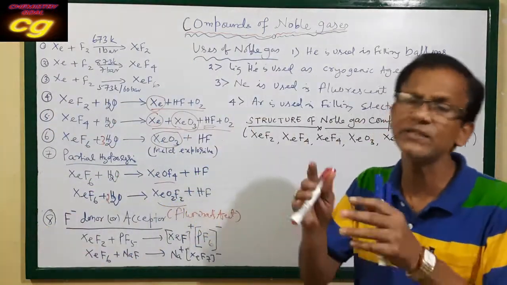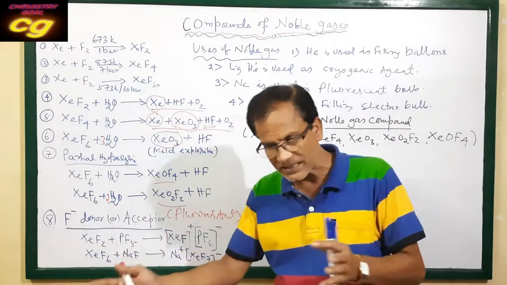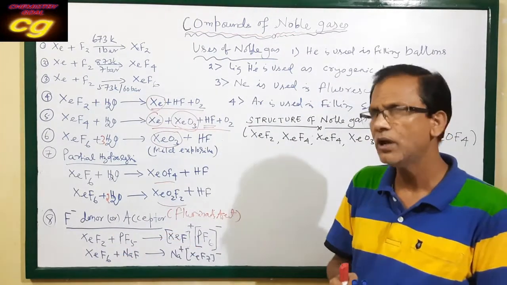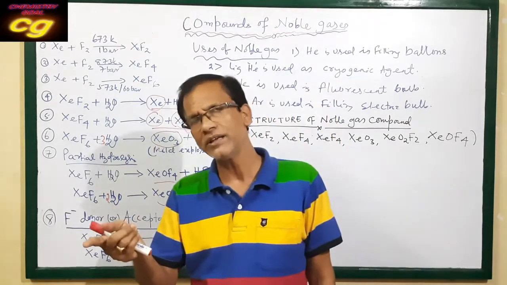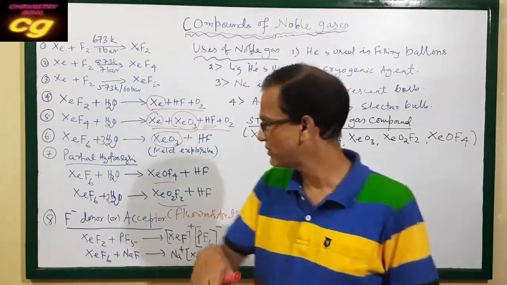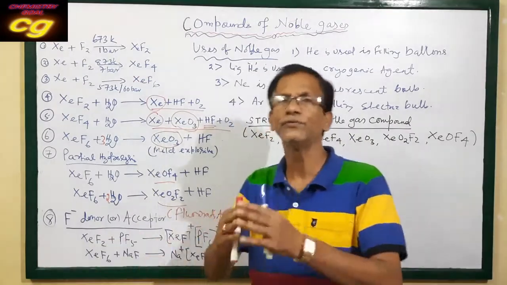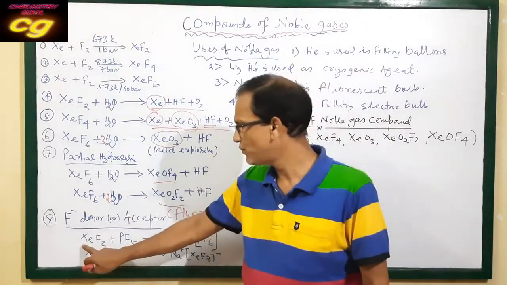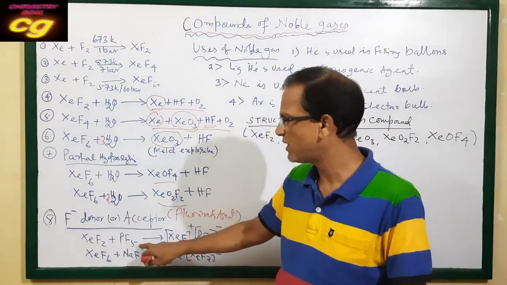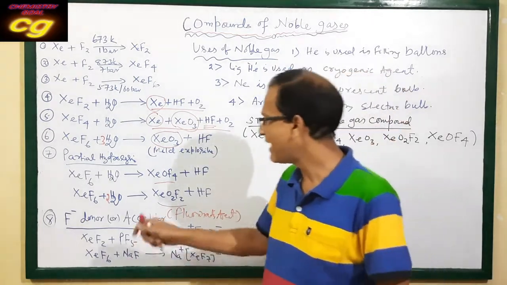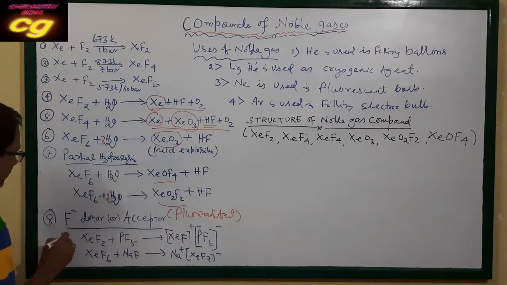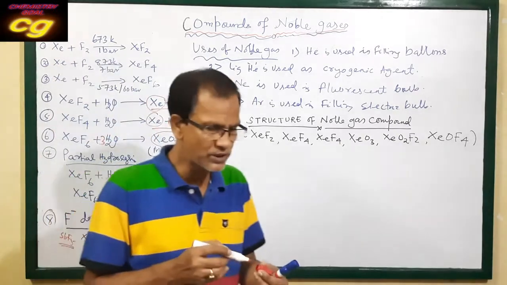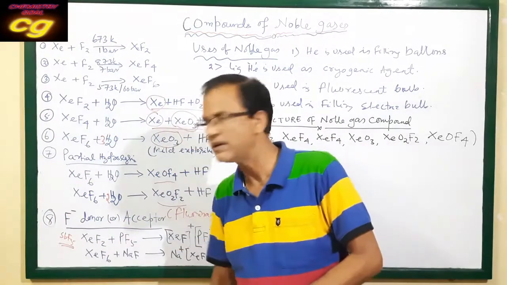A fluorinating agent provides fluorine. So it acts as a fluoride donor or fluoride acceptor. It can donate fluoride ions or it can accept fluoride ions. It depends upon the nature of the reactant. Xenon difluoride, when it reacts with phosphorus pentafluoride, or you can also take antimony pentafluoride.